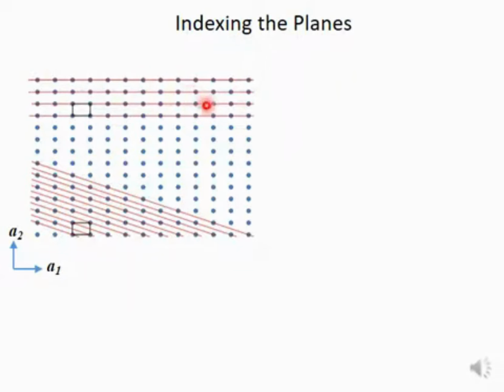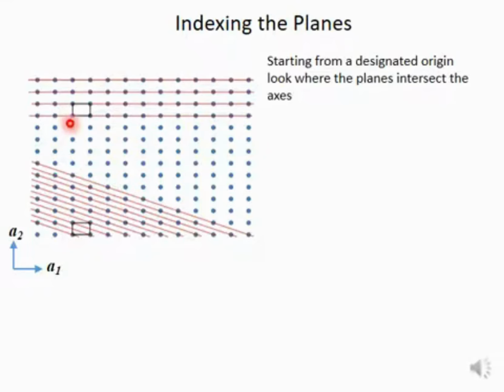Imagine this set of planes, this representation of planes, in two dimensions, so these lines can extend in three dimensions, out of the board, indefinitely. They won't intersect. These planes intersect three axes, because they are infinitely extended in the direction of a3. Choose a certain origin, any point in the lattice.